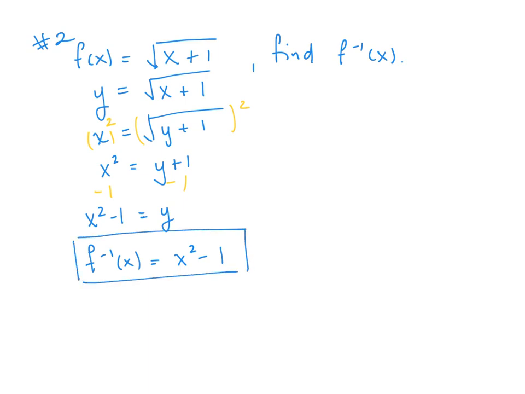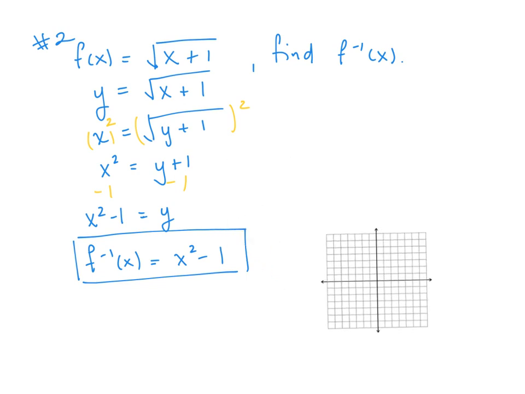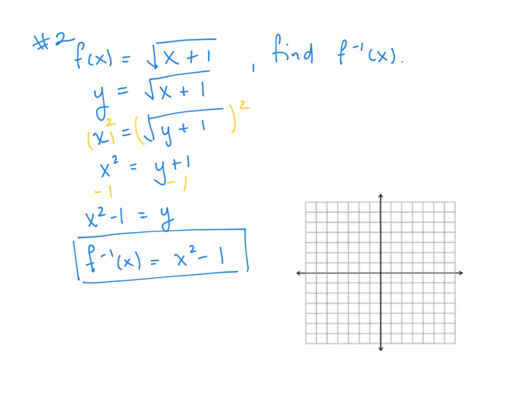Now, let's try to think about these graphs. So I'm going to graph my f of x first, first remembering to draw in the y equals x line. I have to remember that the square root of x plus 1 is just a transformation of the parent function. My parent function is the square root of x, which starts at 0, 0, and goes off in an increasing direction. So the square root of x plus 1 is a translation left 1 unit.